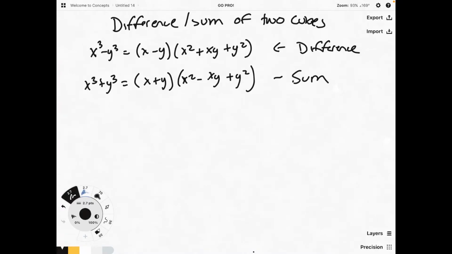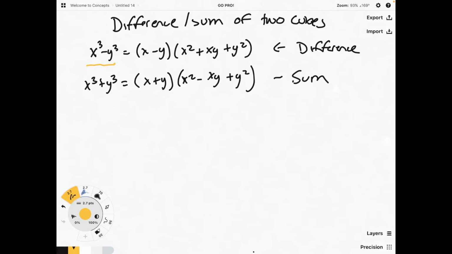Okay, now we're going to look at the difference and the sum of two cubes. These rules are very similar. However, the only difference is the change in the operation. So we see with the difference of two cubes, we have x cubed minus y cubed, and those factors are going to lead to the quantity x minus y multiplied by the quantity x squared plus xy plus y squared.